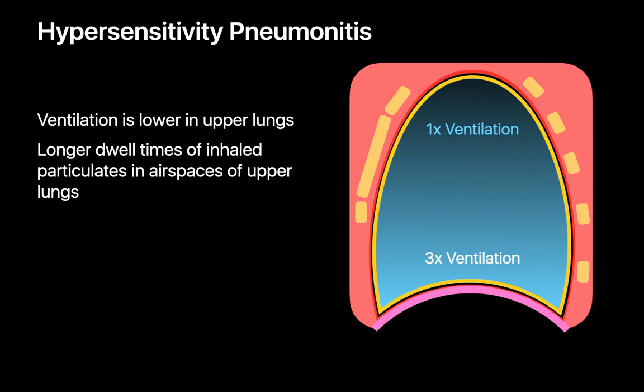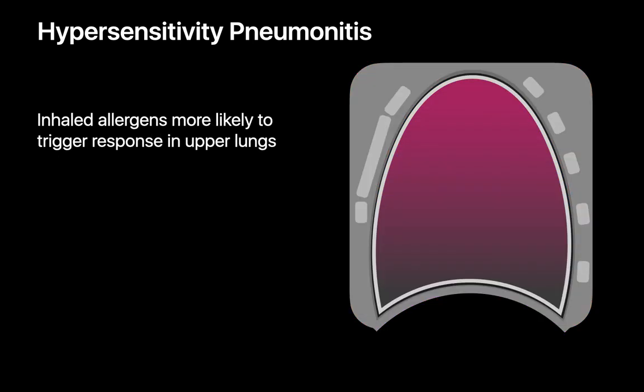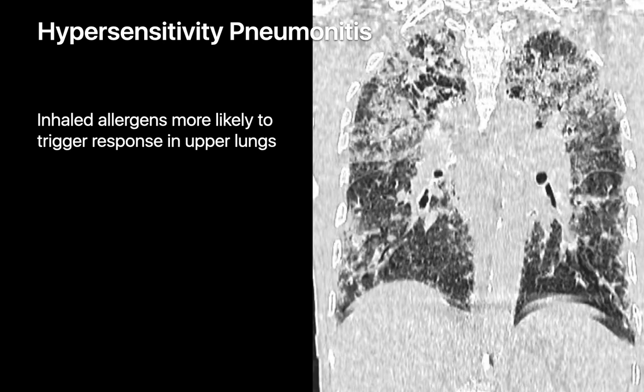Hypersensitivity pneumonitis is another disorder driven by exposure to particulates introduced into the lungs via the airways. Poorer ventilation and longer dwell times for inhaled particulates are the reason why hypersensitivity pneumonitis is usually more pronounced in the upper lungs, such as in this patient with fibrotic HP.